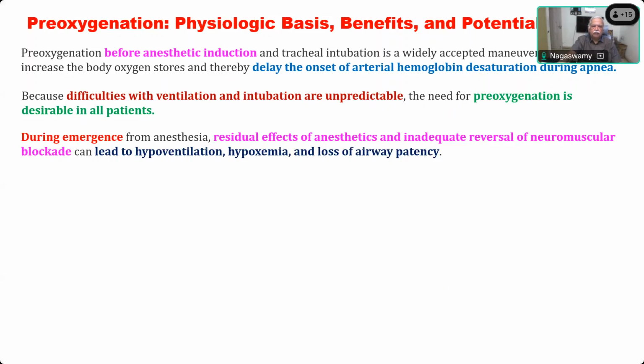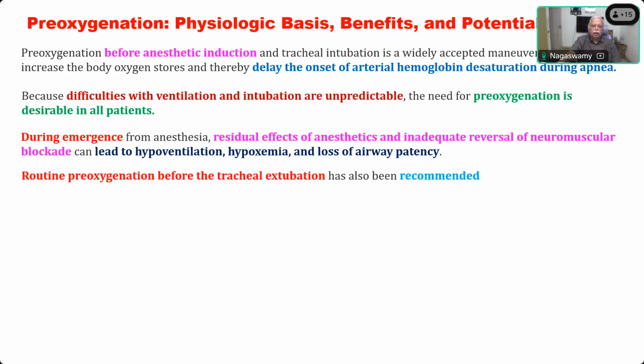And during emergence from anesthesia, residual effects of anesthetics and inadequate reversal of neuromuscular blockade can lead to hypoventilation, hypoxemia, and loss of airway patency. Routine preoxygenation before tracheal extubation is also recommended nowadays. Now there are two things.